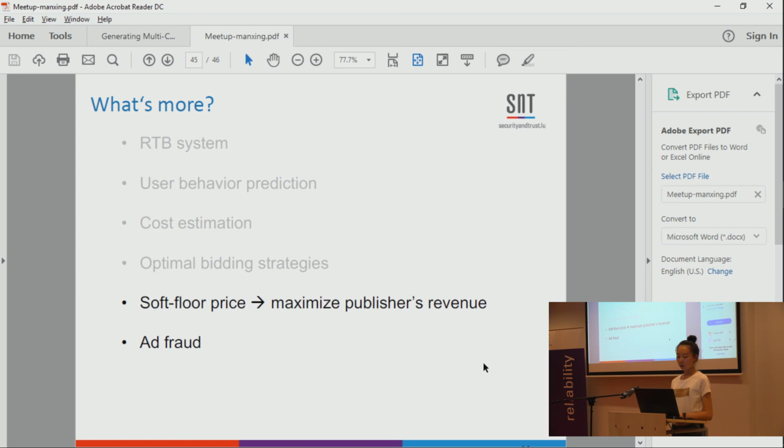Of course, the topics are not limited to the ones I listed here. You can find a lot more interesting problems in this area, I think.